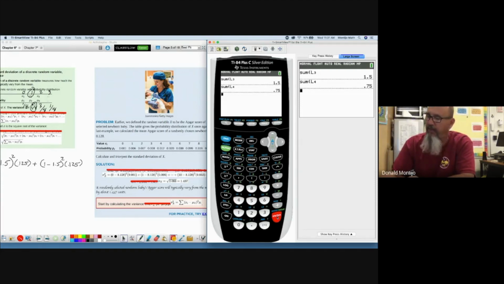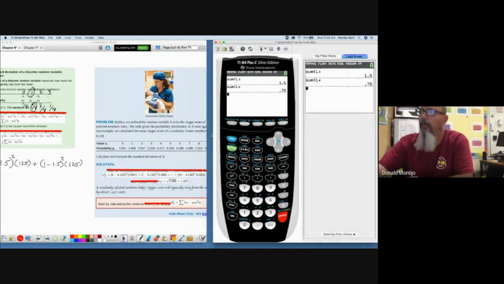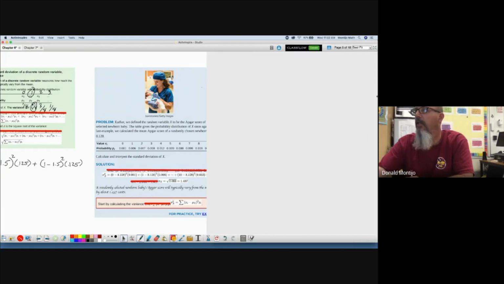So I found that the variance of the random variable for the number of girls out of 3 children is 0.75. Now I know what my variance is. Let's take a look at that.